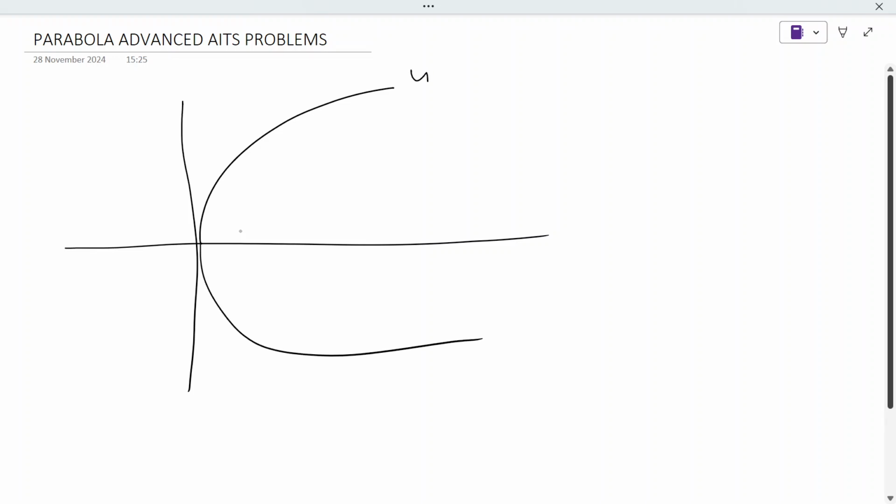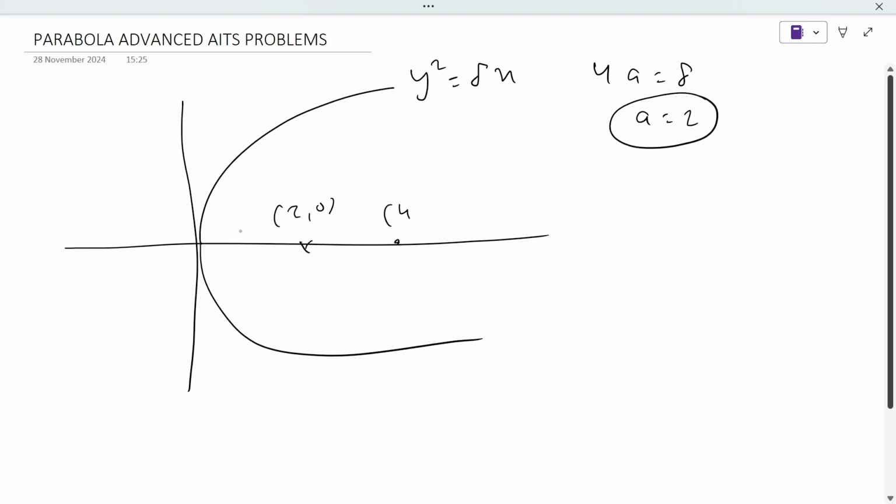The equation is given, y square equals 8x. So clearly 4a equals 8 if you compare with the standard one, so a equals 2. The focus is clearly (2, 0). And it is given that on the axis of the parabola there is a point (4, 0).